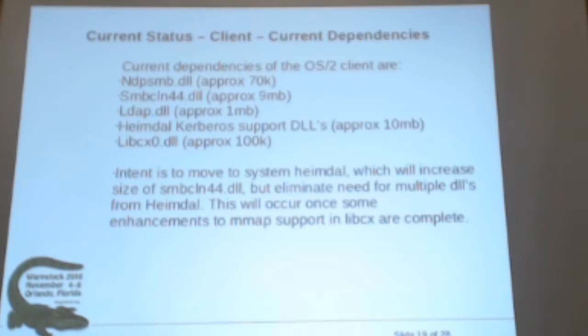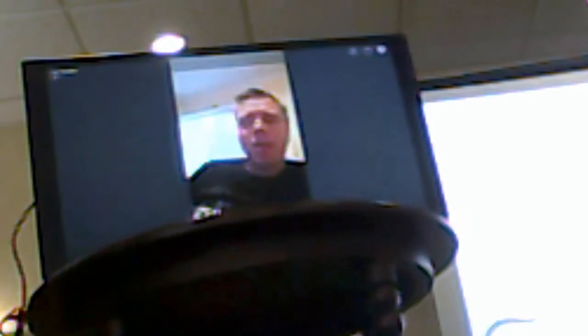So I mentioned we will at some point probably move to using the Heimdall, which is contained within the Samba source code. That will eliminate that 10 meg dependency on Heimdall. We'll probably increase the size of the Samba client libraries by a small amount, but we'll make things easier to install and easier to maintain as well. And hopefully Dimitri will soon finish finalising enhancements to memory mapping support in Calypso, which will allow that to occur.